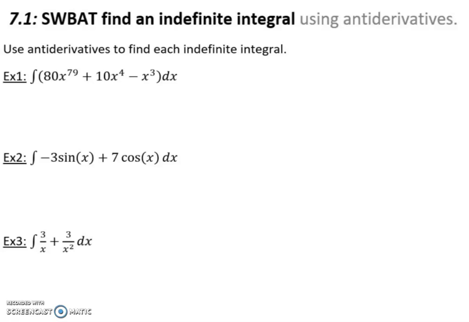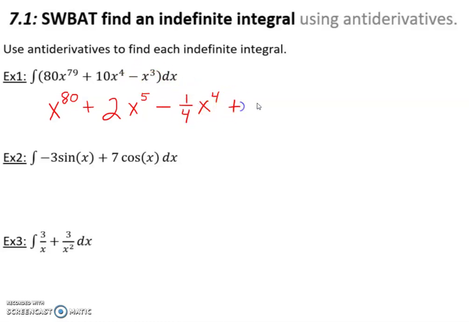Each of these is going to be the integral using the backwards power rule, which means you keep the base, add 1 to the exponent, so this is going to be x to the 80th, and then take the coefficient and divide it by that exponent. So 80 divided by 80 is 1. I'm not going to write it. Plus, the next one, x to the 4 plus 1 is 5. 10 divided by 5 is 2. Minus 3 plus 1 is 4. And then the coefficient 1 divided by 4 is 1/4.